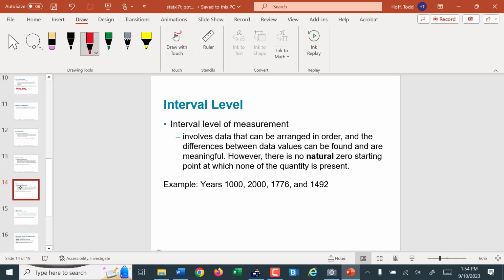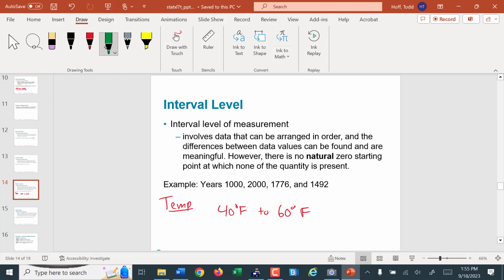Interval now is getting into our numerical or quantitative variables. Interval is the distance between. An example here might be years. From 1972 to 1978 is 6 years. From 2001 to 2007, that's also 6 years. Temperatures are an interval level. From a temperature of 40 degrees Fahrenheit to 60 degrees Fahrenheit, that's a difference of 20 degrees. From negative 10 degrees Fahrenheit to positive 10 degrees Fahrenheit, that's also a difference of 20 degrees.